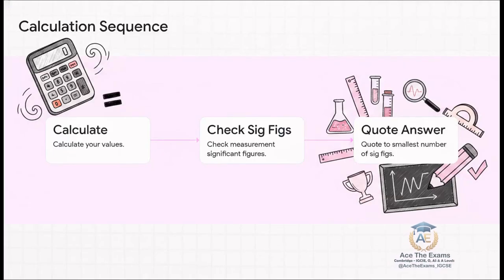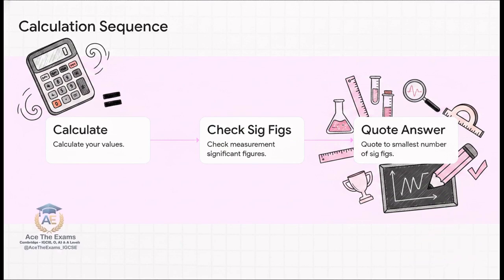So this brings us to the ultimate sequence for solving calculation questions without bleeding your hard-earned marks. Step 1. Do the math and calculate your values. Step 2. Pause, look back at the original data provided in the question, and check their significant figures. Step 3. When you're calculating a quantity using values with different numbers of significant figures, always quote your final answer to the smallest number of significant figures used in that raw data.